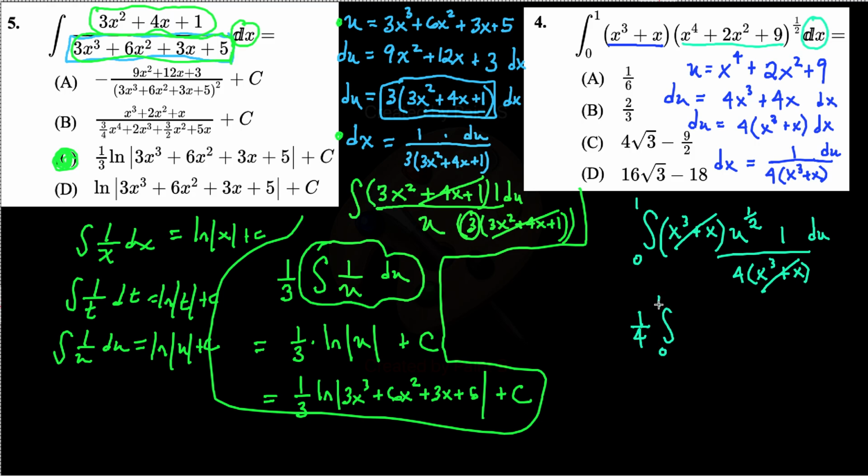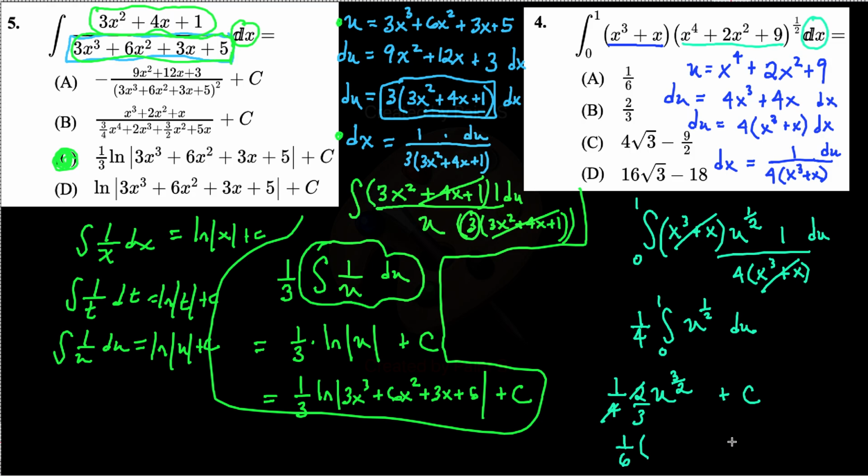The integral from 0 to 1 of u to the 1/2 du. And now I just need to know how to find the antiderivative of this right here. And this is just 1/4, and it's u. I add 1 and divide by that same value, 3 over 2, because the half plus 1 is 3 over 2. And dividing by 3 over 2 becomes multiplying by 2 over 3, plus c. This 2 cancels with this 4, leaving a 2 on the bottom, so it's 1/6.